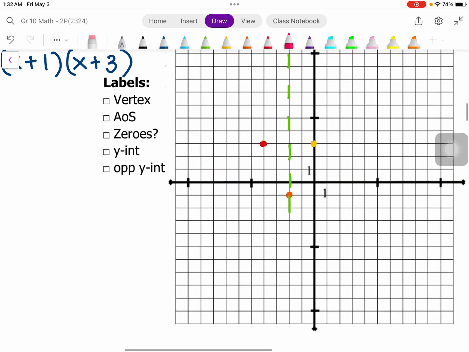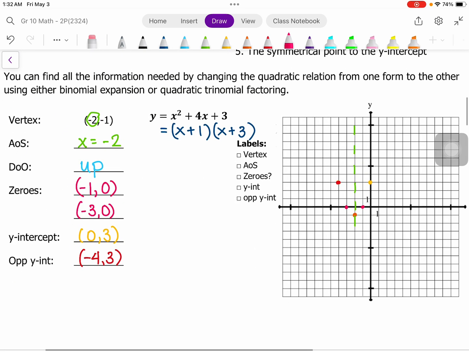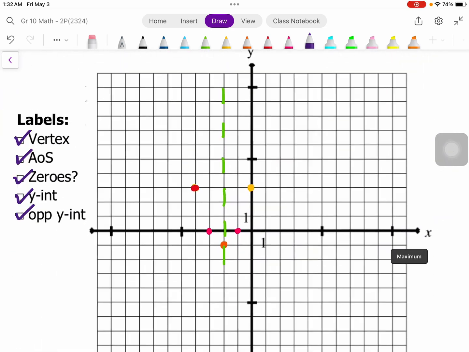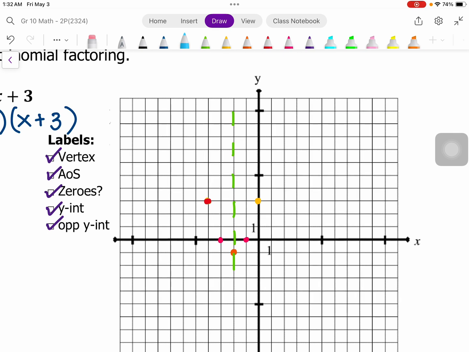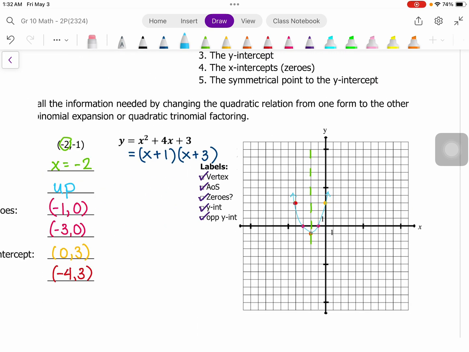So we can go ahead and plot those. So I have -1, 0 and -3, 0. So I'll take a quick look here. I have my vertex. I have my axis of symmetry. I have both zeros. I have the y-intercept, and I have the point that is opposite to the y-intercept. So now I have enough points to be able to plot my parabola. And then I'm just going to draw in that curve. And there is the parabola for the quadratic relation y equals x squared plus 4x plus 3.